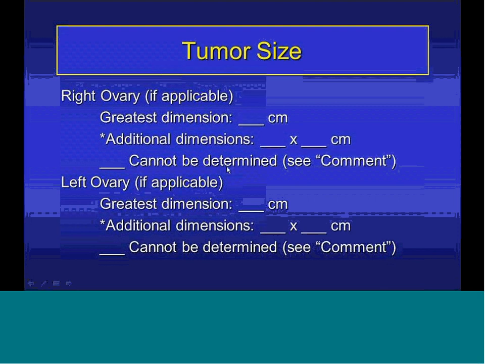I believe the cannot be determined comment here would be for fragmented lesions, in which case you may not have the entire ovary, or cases where the tumor is so overgrown that you cannot identify architectural landmarks.